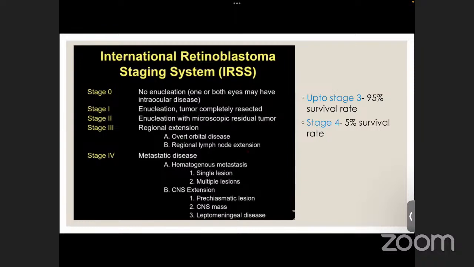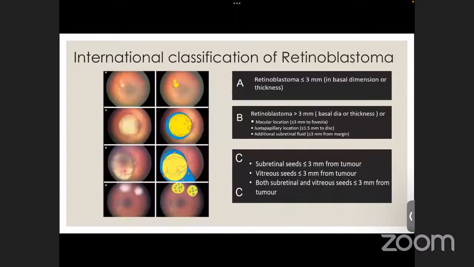So up to stage 3, the prognosis is really good. There is a 95% survival rate, whereas in stage 4, the survival rate drastically decreases to 5%.